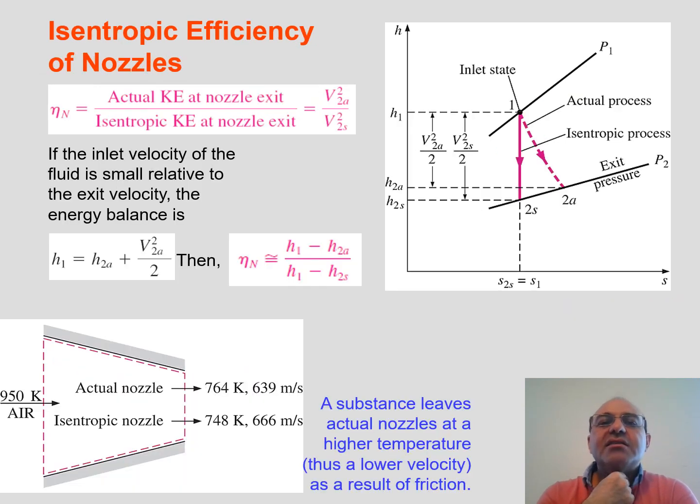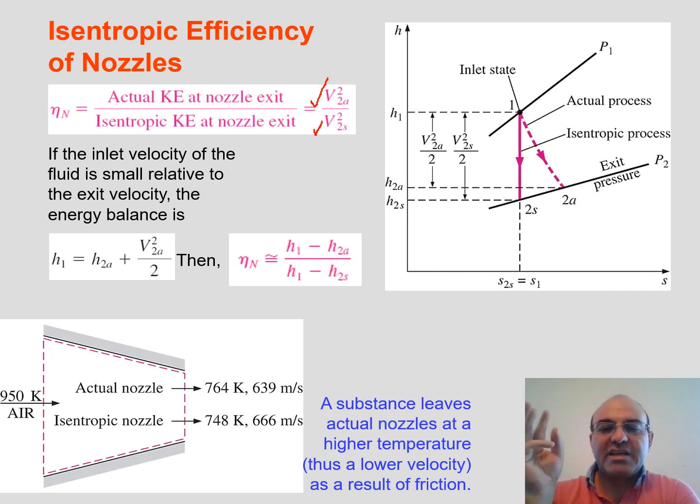And another steady flow device, the nozzle. So how do we define the isentropic efficiency of a nozzle? We need to look at the purpose of a nozzle. So why do we use a nozzle? We use a nozzle in order to accelerate the flow and increase its kinetic energy. As a result, the efficiency of a nozzle is defined as the actual kinetic energy delivered at the exit of the nozzle divided by the isentropic kinetic energy, or divided by the kinetic energy under the condition of the nozzle being isentropic.